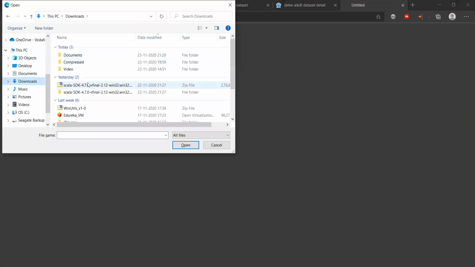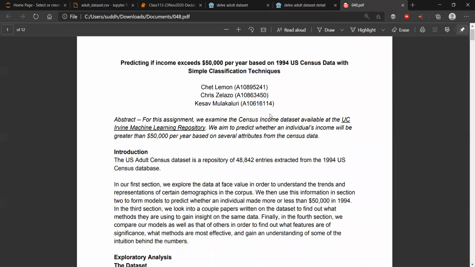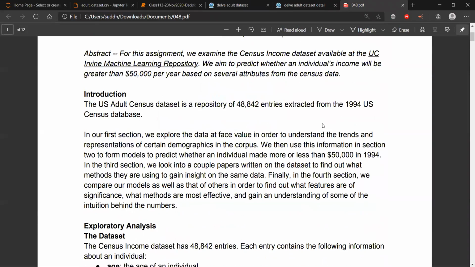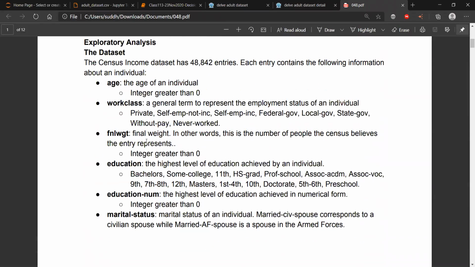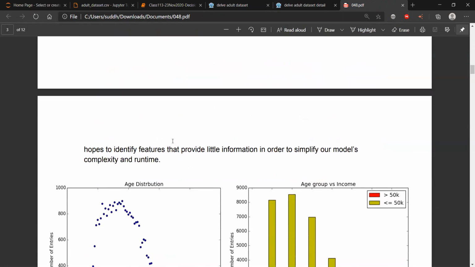Downloads, and data modified documents 048. I believe this should be the one. Yeah, this is the one, right? Yes, predicting if income exceeds. You are right. So, final weight. In other words, this is the number of people the census believes the entry represents. Good that you have also found this. This is a very handy thing.